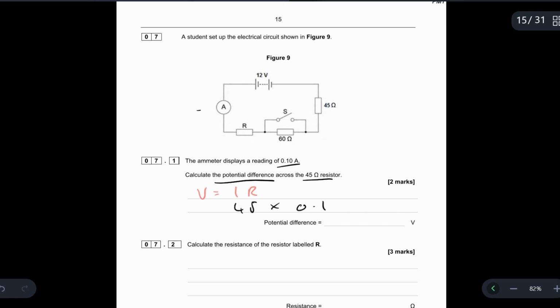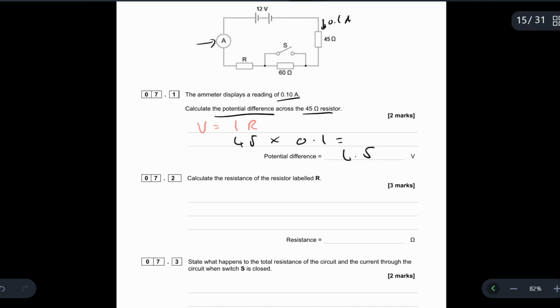The current reading is taken from the ammeter here, but because it's a series circuit, the current is going to be constant throughout the series circuit. So we know that it's also going to be 0.1 amps flowing through the resistor here. So it's just 45 times 0.1, which gives you 4.5 volts.